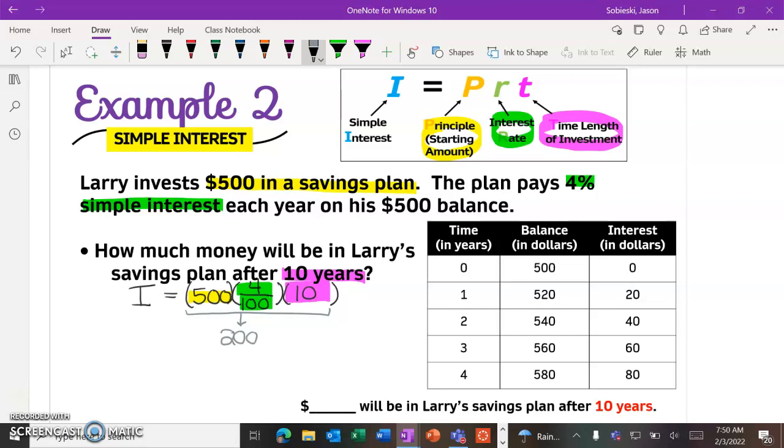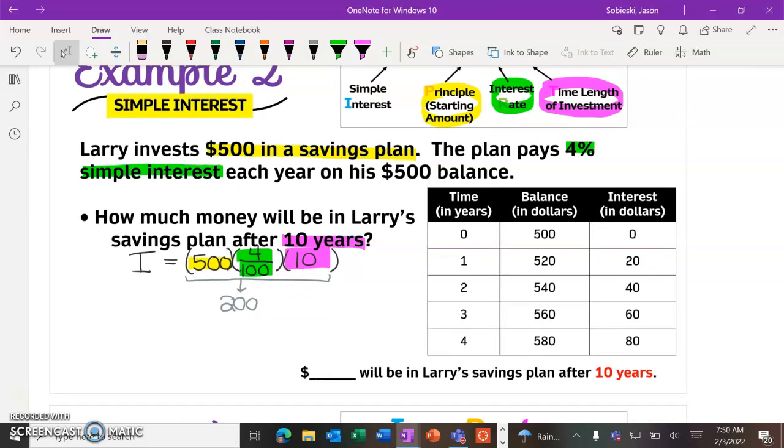for your interest. But the question asked how much money will be in his account after 10 years. It's not just 200. The 200 is the interest, the free money basically that he earned. But he still had the 500 that he put in the first place. So his total, his balance after 10 years, would be $700. So basically just for putting his money in there, he earned a free $200 over those 10 years.